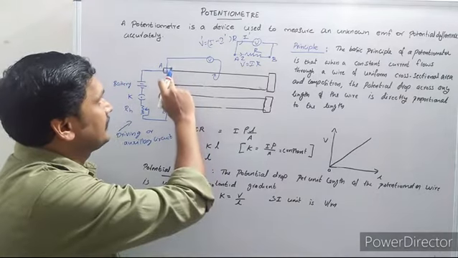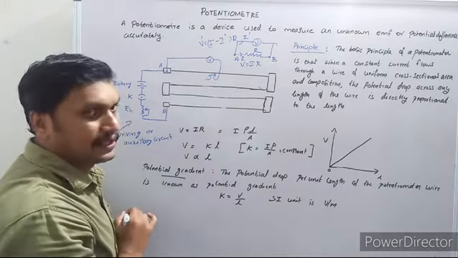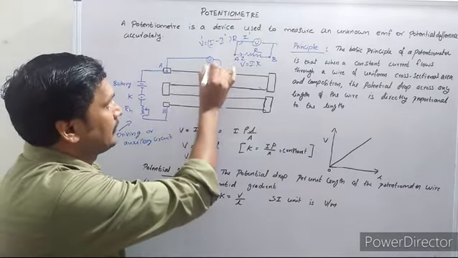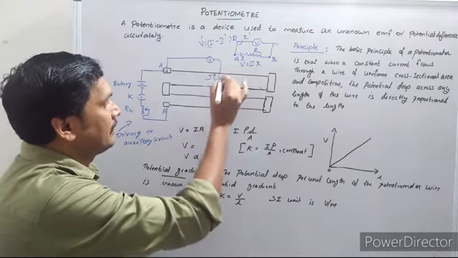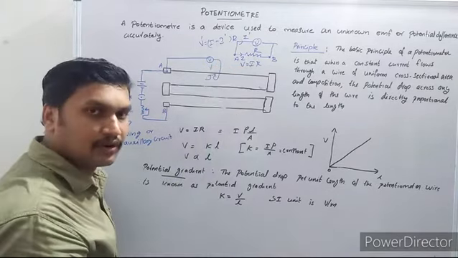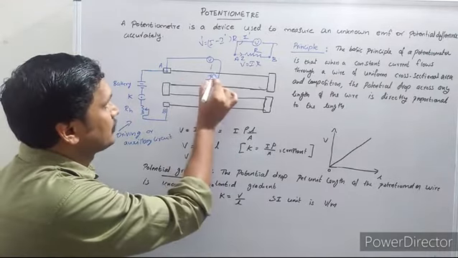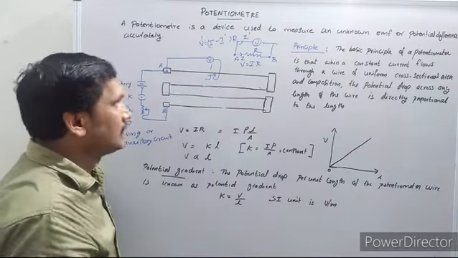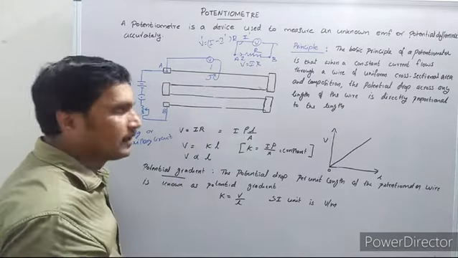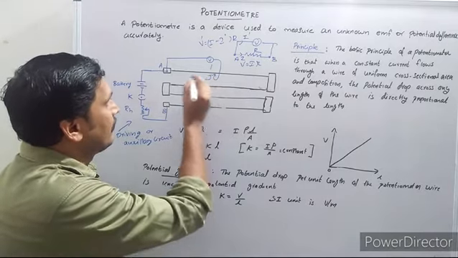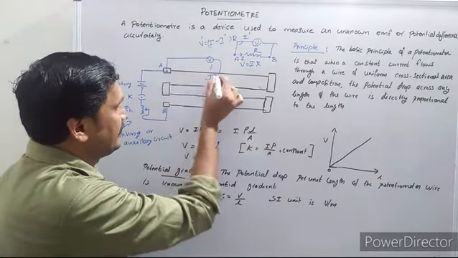Here we connect a voltmeter between the two points A and J, and say the voltmeter reads a value V. The reading on the voltmeter is V. Actually, the voltmeter reads the potential difference between the points A and J. Say the length of the wire AJ is L, and the resistance of the wire AJ is equal to R.